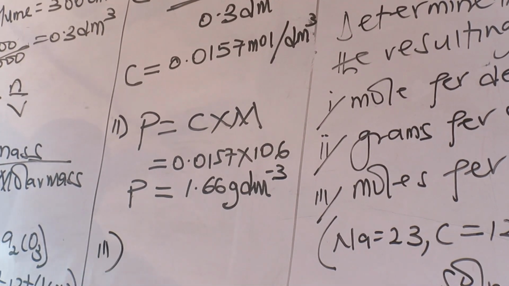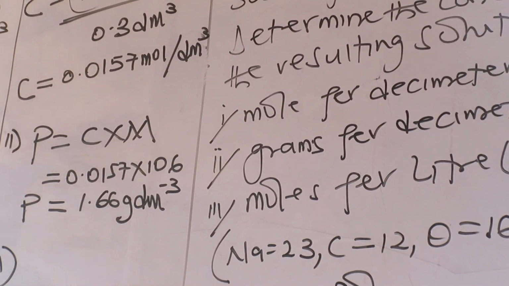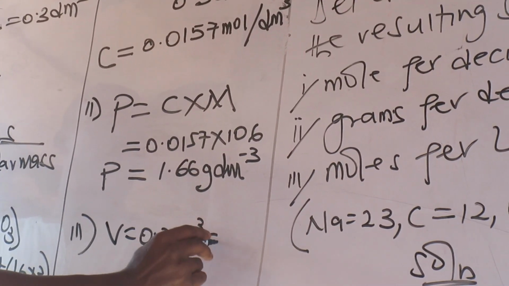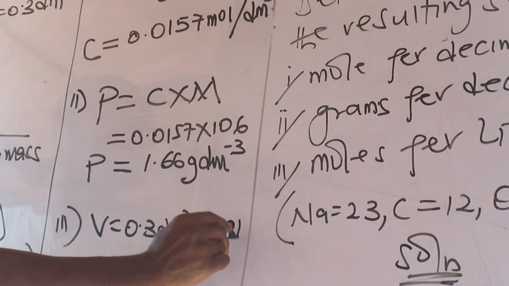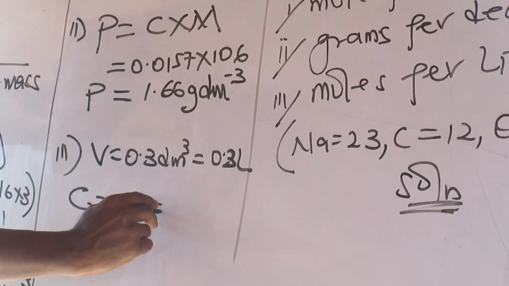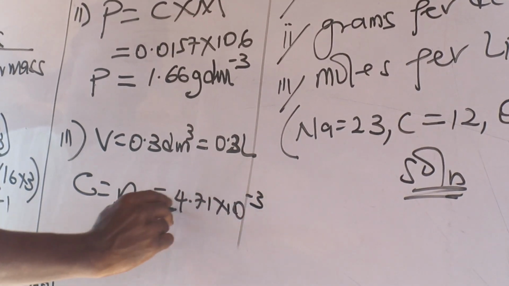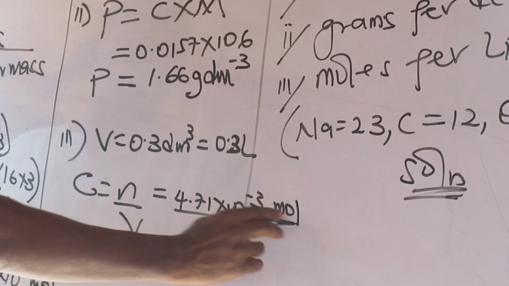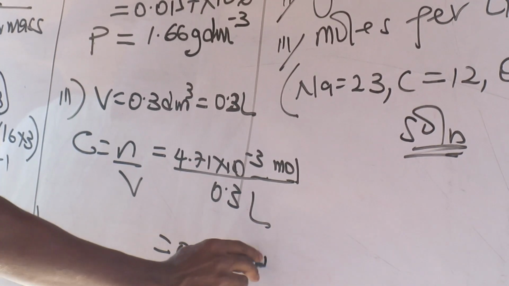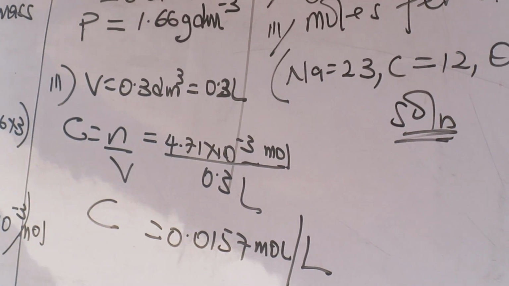Good. Now the third one. I've been asked to calculate the concentration of the solution in moles per liter. I have to know something. If my volume is 0.3 dm cube, you know it is equivalent to 0.3 liter. Do you believe that? Okay, so concentration N over V is the same N that we use, right? The same N, 1.71 times 10 to the power minus 3. It is mole, right? Now what is the volume? 0.3 liter. I'll get the same answer again, but it will be in mole per liter. Is that okay?